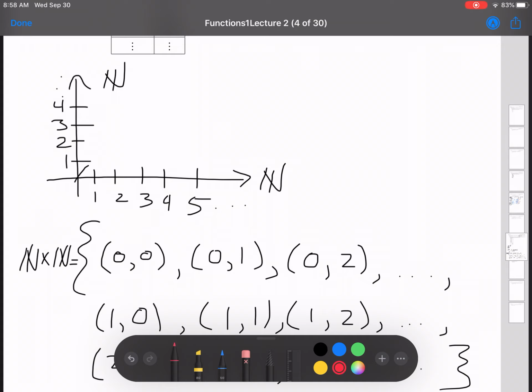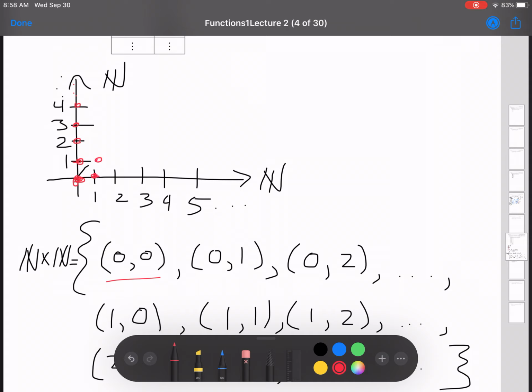Now I can't write them all out, but I'll write some of them. So we got 0, 0. Remember the 0, 0 was there. Over 0, up 1. Over 0, up 2, 3, 4, dot, dot, dot, keep on going.